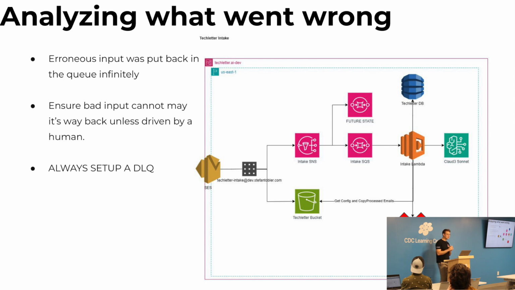It's easy to say, hey, make sure your bad input doesn't make it back into your function. But this was a good sting, it put some fire under me to actually remember that. So always set up a DLQ if you're having a queue-based Lambda, or somehow kill your messages.